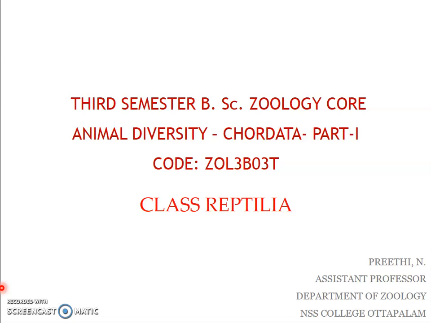Hi everyone, welcome. This is the third semester B.Sc Zoology, Animal Diversity Part 1, and this is the last module, class Reptilia. In this module, we'll be dealing with the salient features of class Reptilia, classification of class Reptilia up to order with a description and examples under each order, and then the type species, where we'll be discussing Calotes versicolor and studying in detail the morphological and anatomical features.